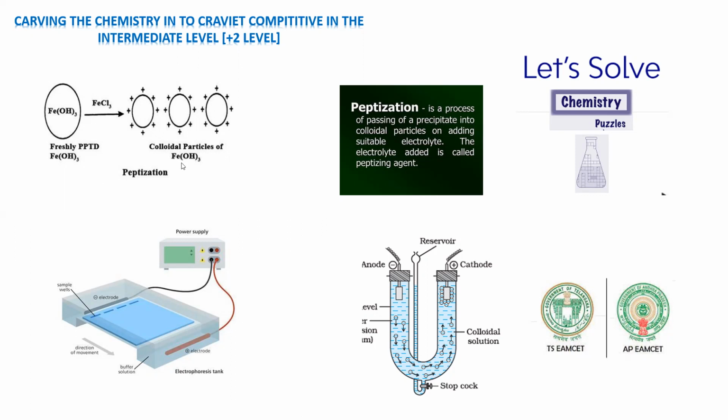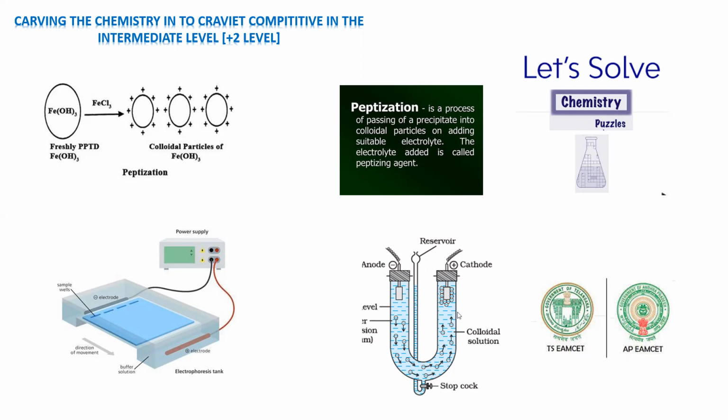For example, if ferric oxide is peptized with ferric chloride, that will be the positively charged colloid, right? So this is the way. Whenever electrophoresis is carried out in the U-shaped tube, we insert two electrodes, the anode and cathode, and the colloidal solution is poured up to the limit over here.